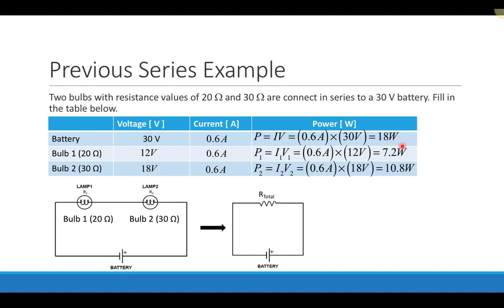One of the things that you should notice is that the power being given by the battery is equal to the sum of the power being used by the bulbs, right? 10.8 plus 7.2 is 18 watts.